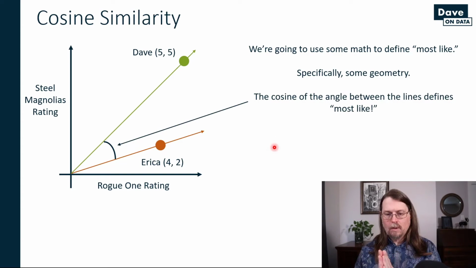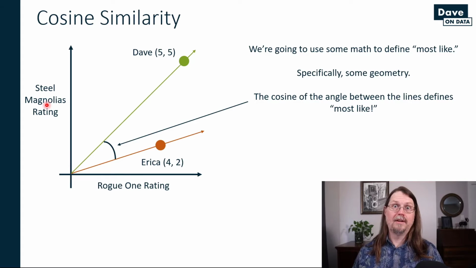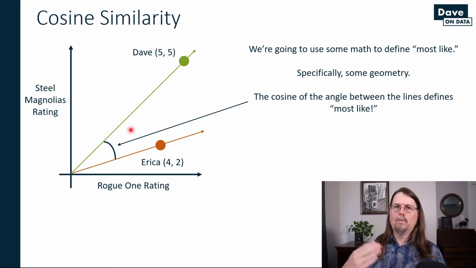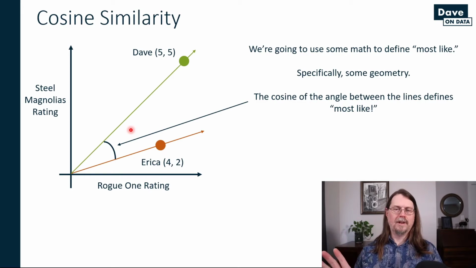But here's the problem. We don't really have lines like this in our data. What we really have is a table. We don't have just two dimensions here. We have Rogue One ratings, we have Steel Magnolia ratings, we have The Godfather, V for Vendetta, and we also have Sleepless in Seattle. So we've actually got a multi-dimensional problem here beyond two. So the question then becomes, how do we calculate the cosine of these lines when we have more than two dimensions simultaneously? And I know that's a bit abstract, so let's go to the next slide and I'll show you what I mean.